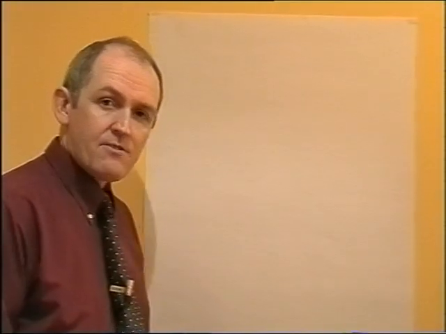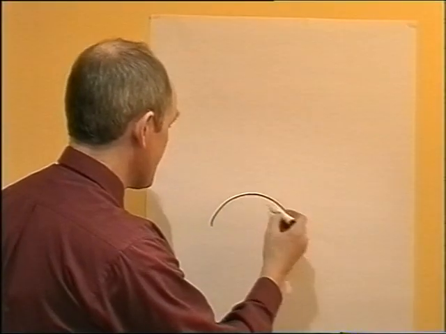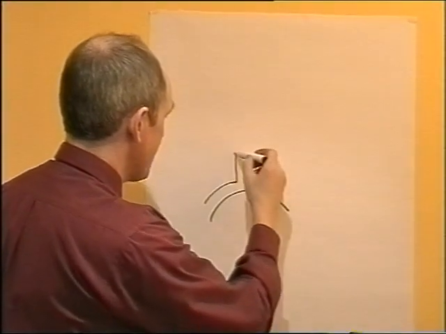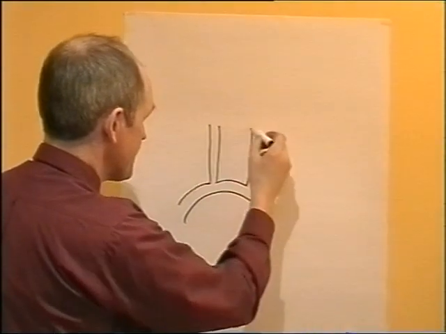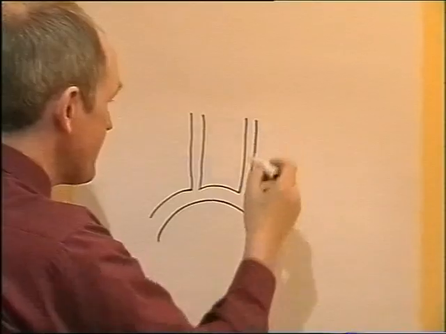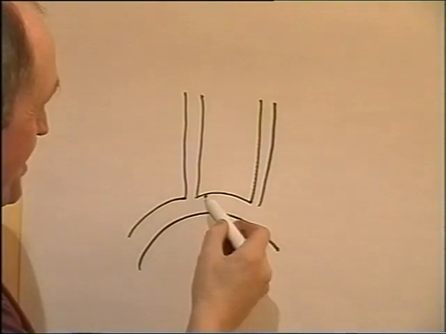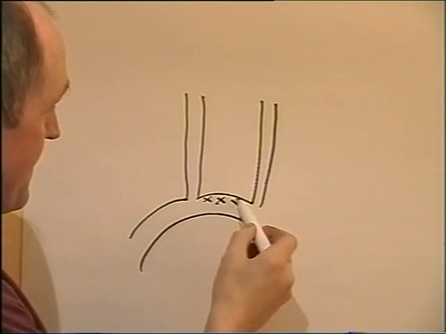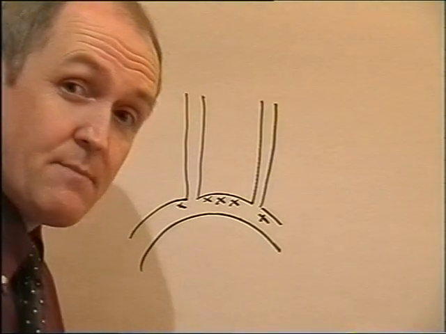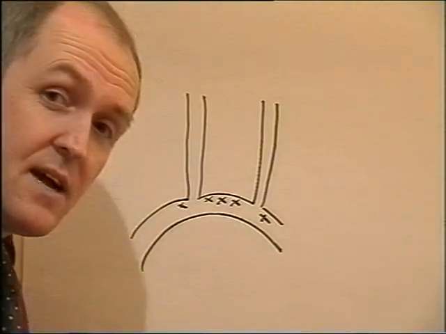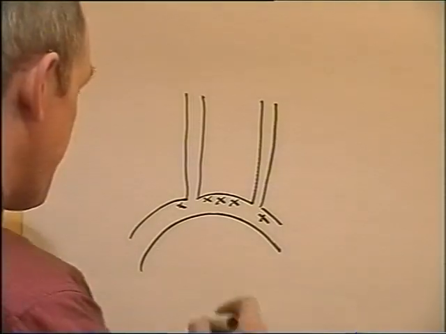Let's try and draw a diagram now of what's going on. So here we have the arch of the aorta and the carotid arteries which leave the aorta. We haven't actually said so yet, but we'll say so now: there are pressure receptors in the arch of the aorta. These pressure receptors respond to stretch, and they're called baroreceptors. Baro means pressure.